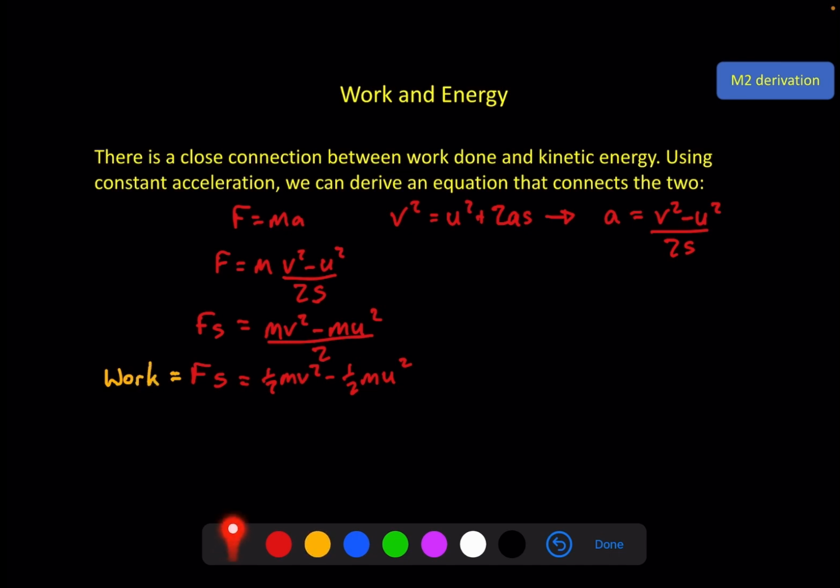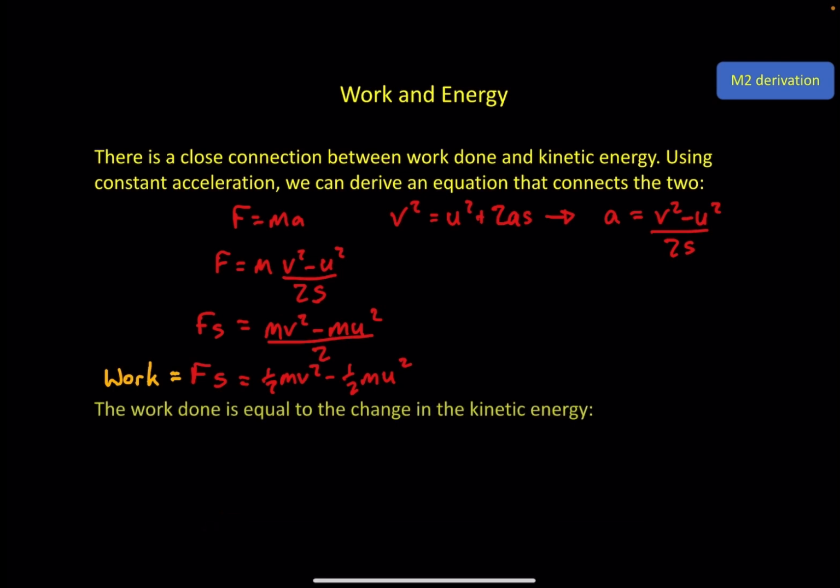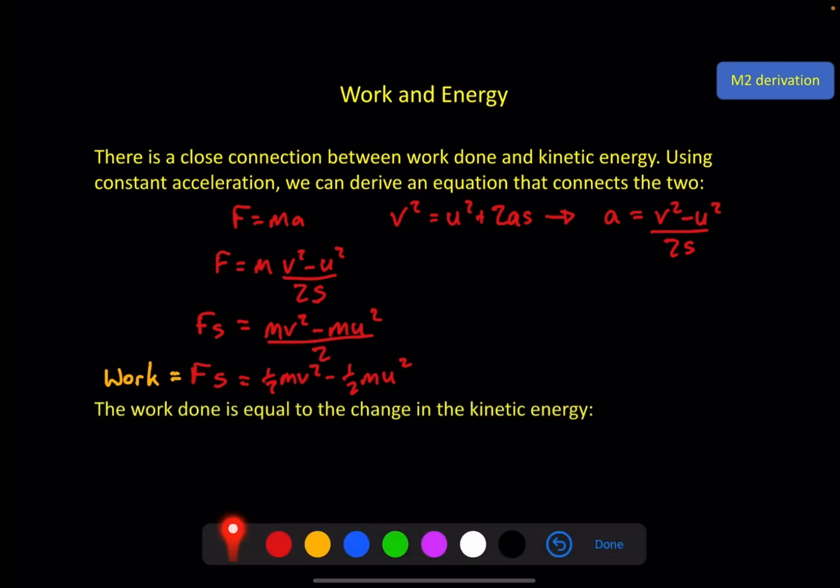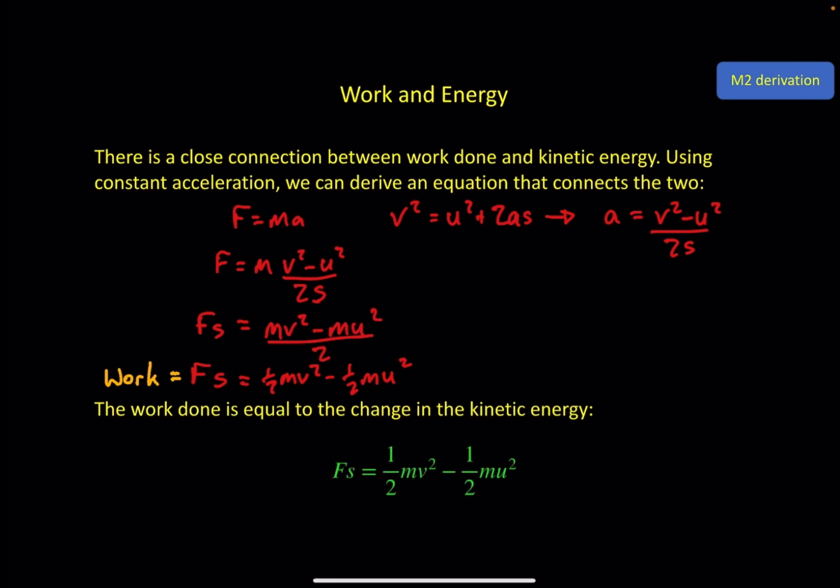On the other side, we've got these two expressions here, which we can see is kinetic energy, a half mv squared, that's the final kinetic energy, and a half mu squared, where u is the initial velocity, that's the initial kinetic energy. So this expression, the final kinetic energy minus the initial kinetic energy, is the change in kinetic energy. So we can see that the work done is equal to the change in kinetic energy.